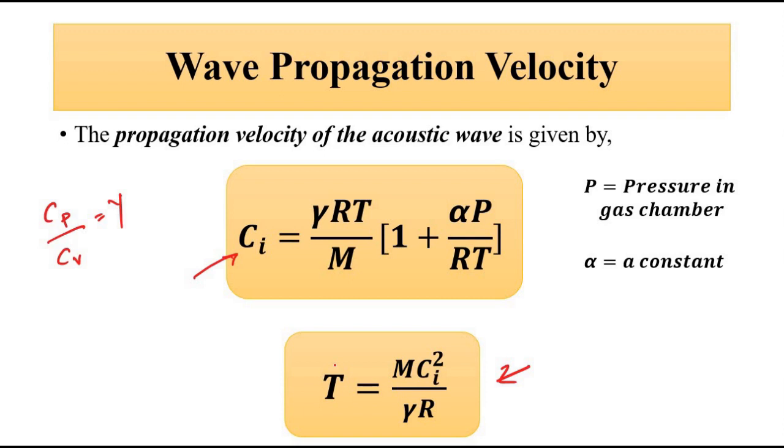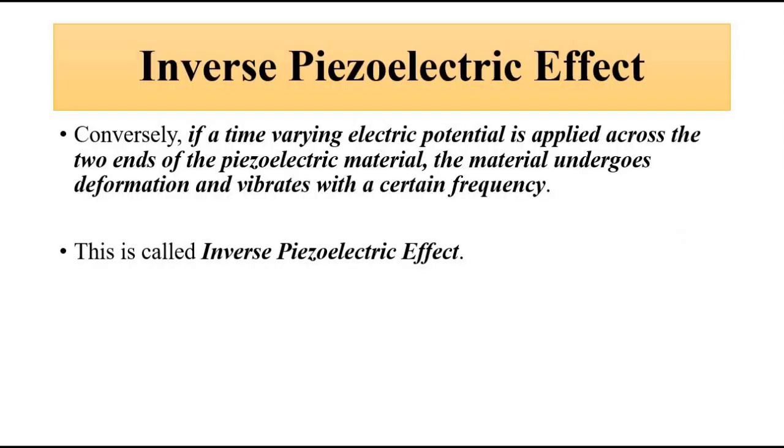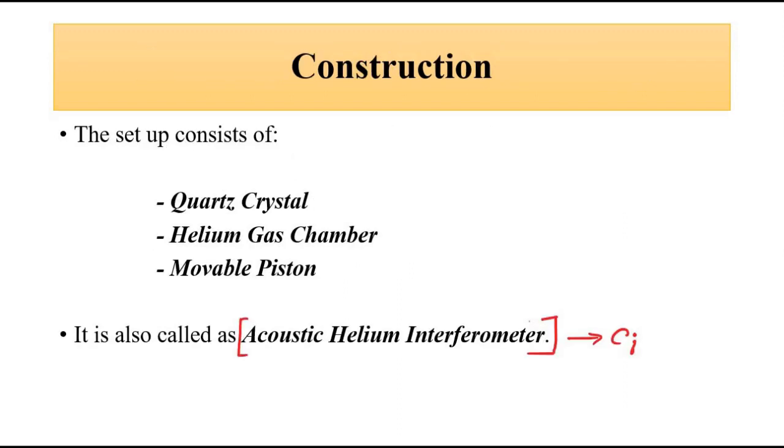So again we get a proper readout of the temperature in terms of the units that we like, degree Celsius, degree Kelvin. Normally degree Celsius is used. If you use proper signal conditioning and analog to digital conversion, we can get a proper digital readout. Okay, so this is the basic principle of the acoustic temperature sensor, or the acoustic helium interferometer, for temperature measurement.